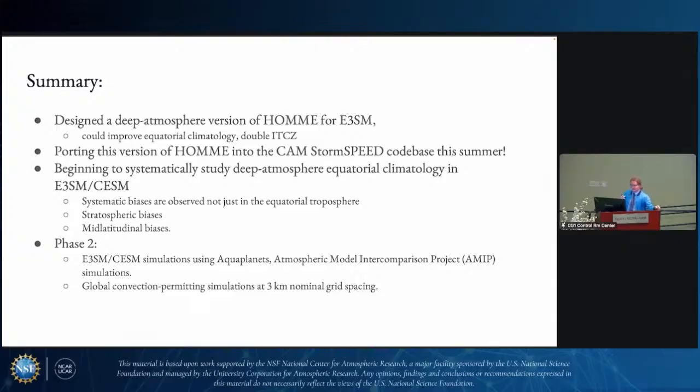So what we've seen so far is that systematic biases are not just located in the equatorial troposphere. There are stratospheric biases and mid-latitude biases induced by these approximations. Further work is going to be needed to go beyond aquaplanets to AMIP-style simulations, and we're also going to be running some global convection-permitting simulations with a 3-kilometer nominal grid spacing this summer to quantitatively look at it on weather timescales. So with that, I will take any questions.